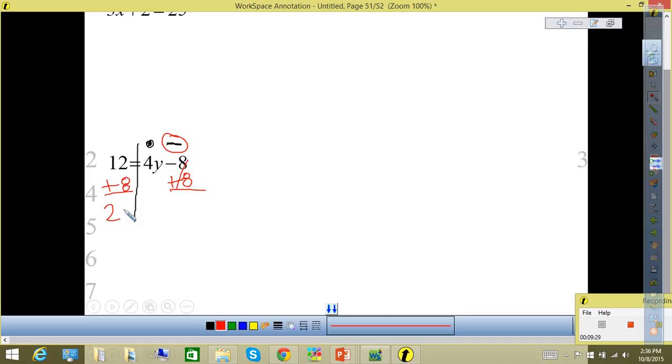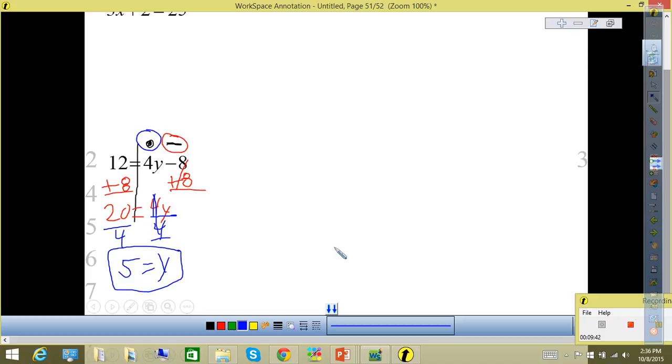We're left with 20 equals 4y. What's our last step? Multiplication, which is the inverse. 4 divided by 4. We're left with 5 equals y. How do you feel? Good? We got this? All right.